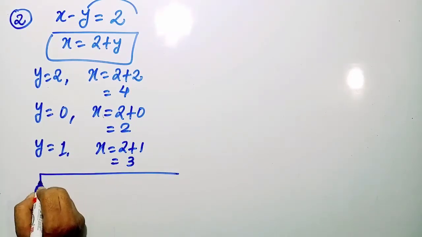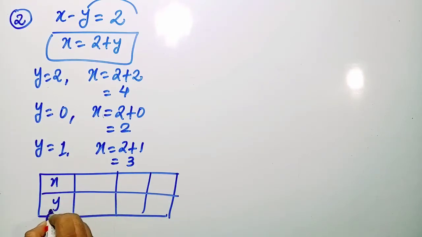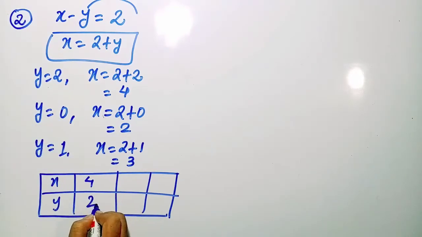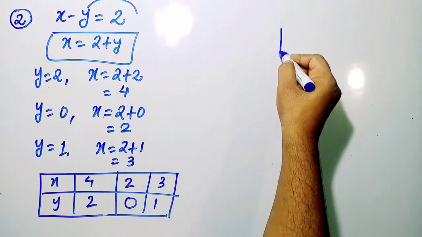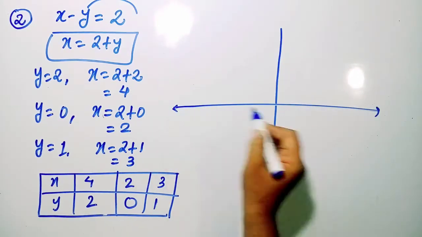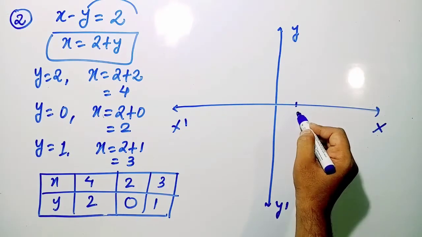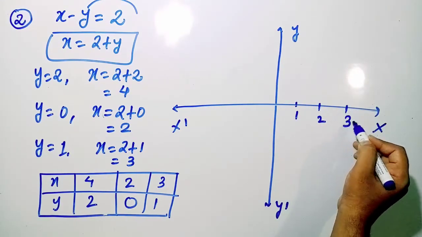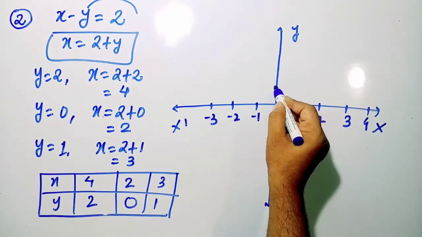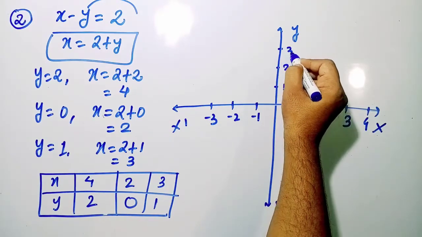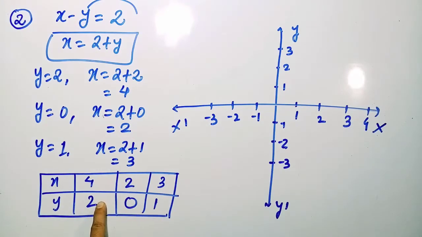Now tabulating these values of x and y: x is 4, y is 2; x is 2, y is 0; x is 3, y is 1. Now the vertical line and horizontal line intersect each other. The horizontal line is the x-axis, the vertical line is the y-axis. To the right side of the origin there will be positive integers on the x-axis, and in the upward direction on the y-axis there will be positive integers, and in the downward direction there will be negative integers.